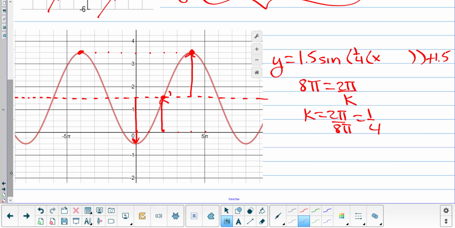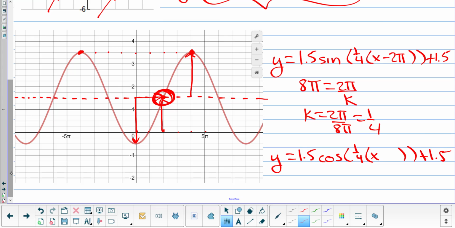Now I got to determine the phase shift. If I'm going to use this point right here as the beginning of the sine function, then it's going to be positive, and the phase shift is 2 pi. So minus 2 pi. Y equals 1.5 cosine of 1/4, and then x plus 1.5.